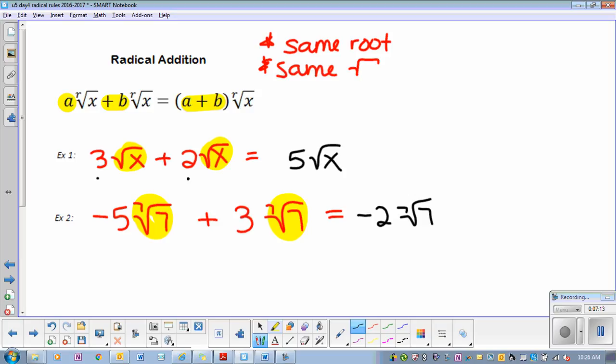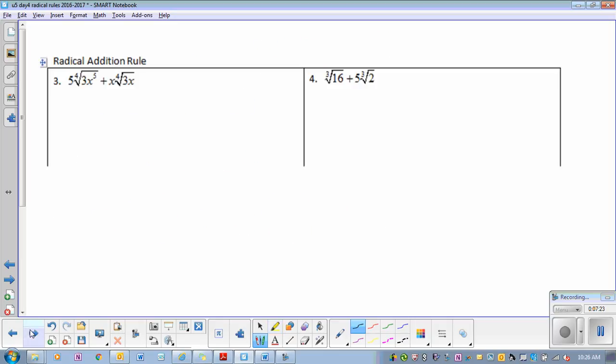All right, questions about this? Sounds easy enough, right? All right, let's go to our white practice sheet, and let's see what else it could look like. Like, what other type of forms could it look like?